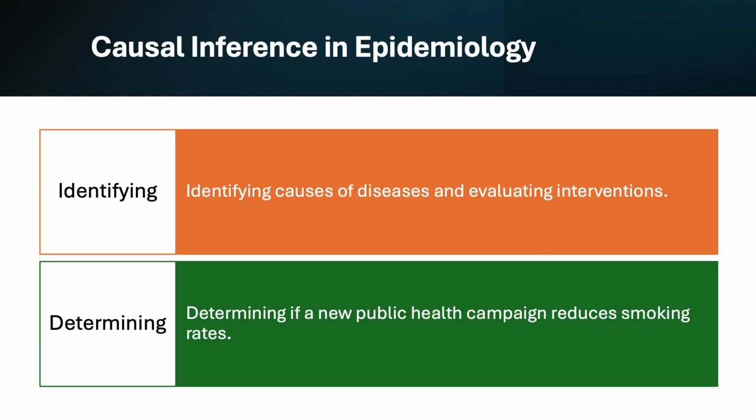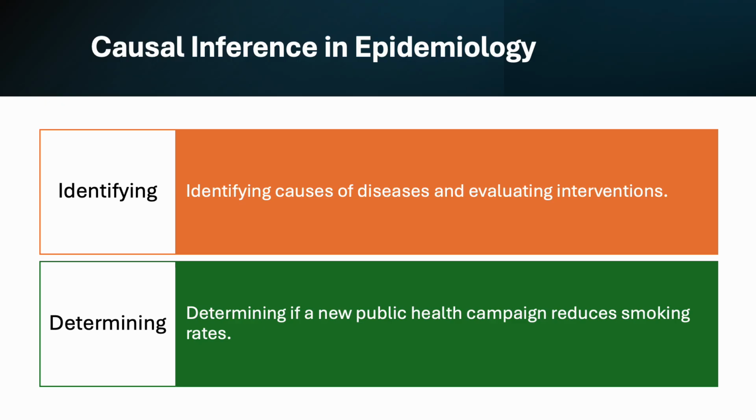Epidemiology uses causal inference to identify the causes of diseases and evaluate public health interventions. For example, determining whether a new public health campaign actually reduces smoking rates by comparing smoking rates before and after the campaign, or between areas with and without the campaign.